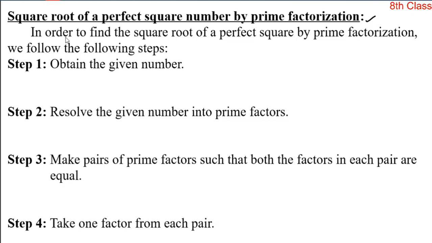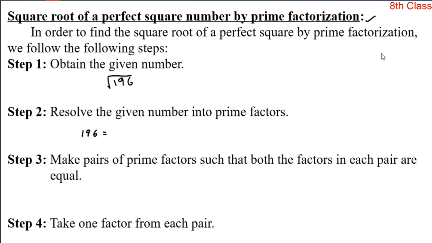In order to find the square root of a perfect square by prime factorization, we follow these steps. Observe the steps. First, obtain the given number, that means the number whose square root you are finding. For example, here we take the number 196. Now we are finding the square root of 196. Step 2: resolve the given number into prime factors. That means prime factorize the given number, expressing it as a product of its prime factors.